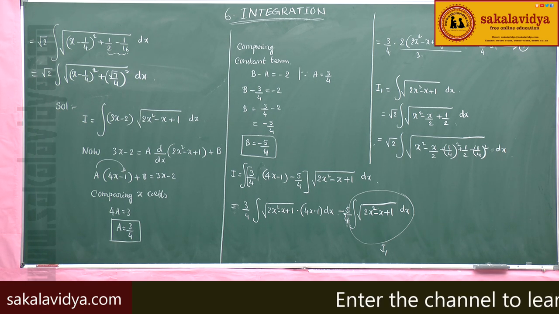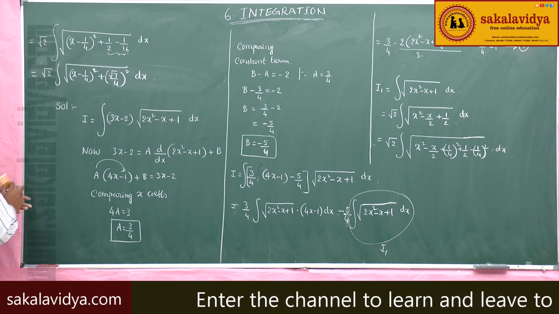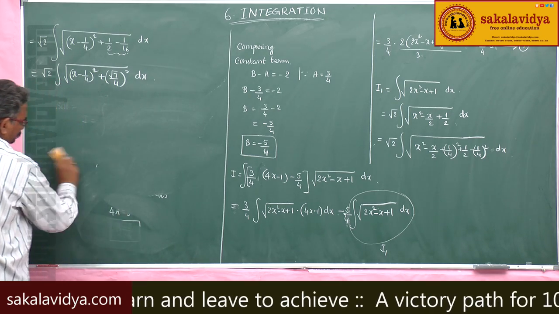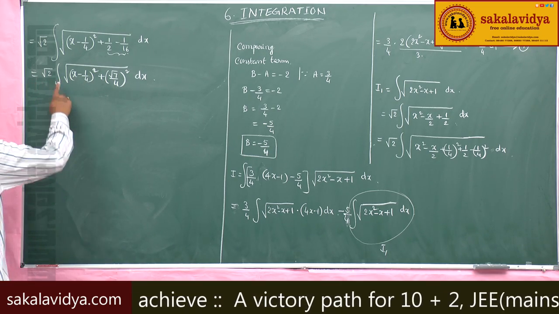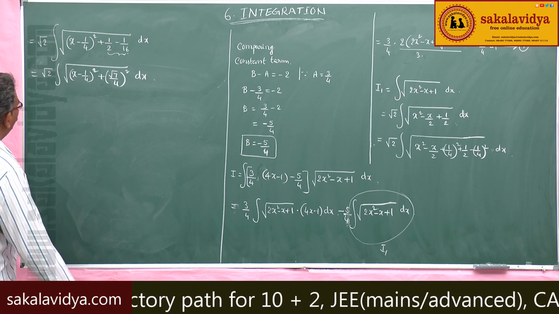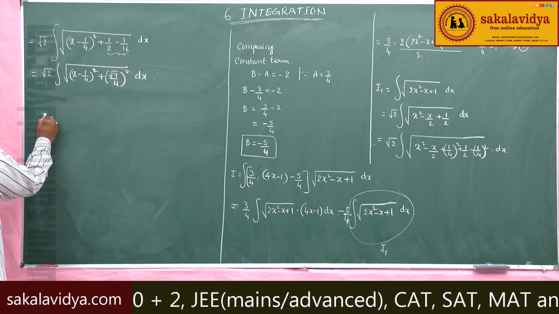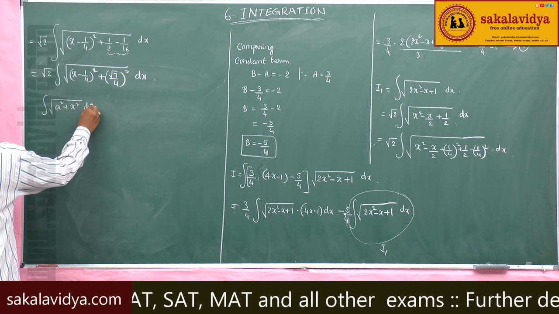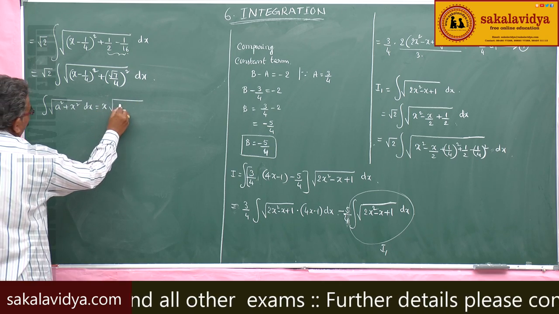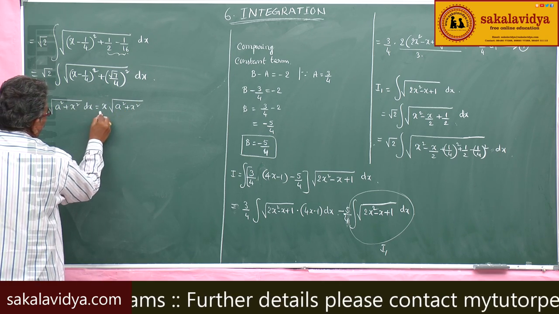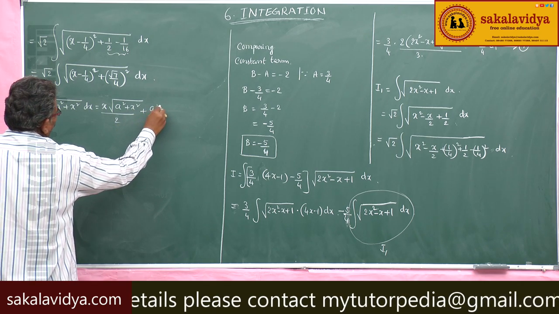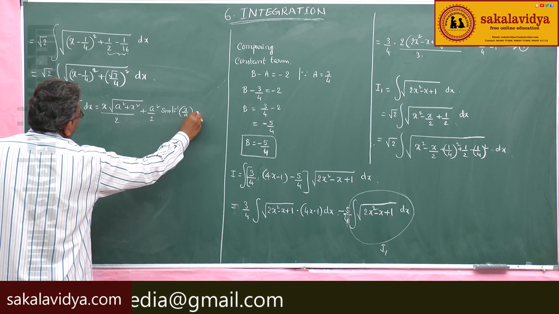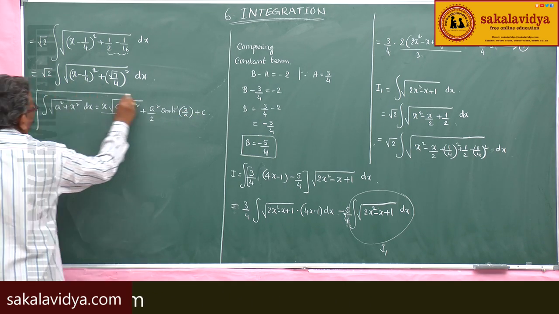Now, it appears in the form of root x square plus a square form. Root x square plus a square means integral root of a square plus x square dx is equal to x root of a square plus x square by 2 plus a square by 2 sin h inverse x by a plus constant of integration. This is the standard formula we have.